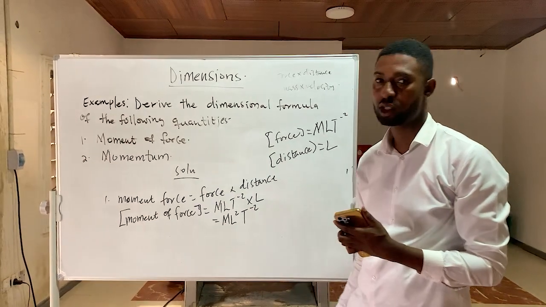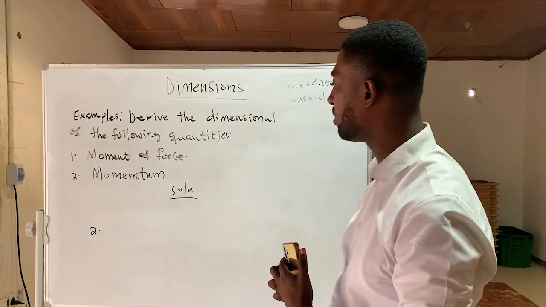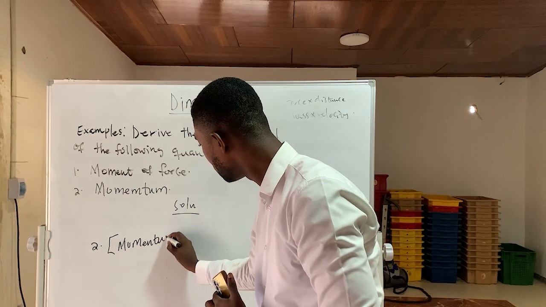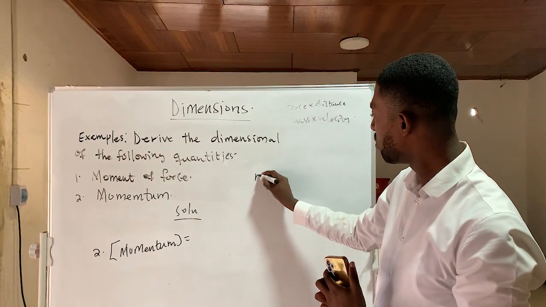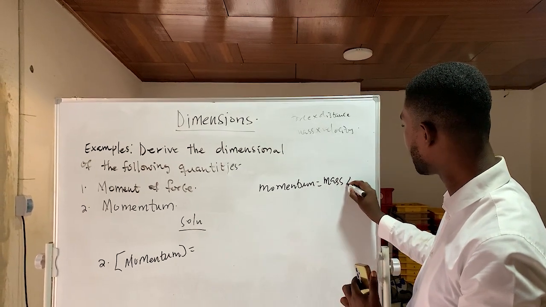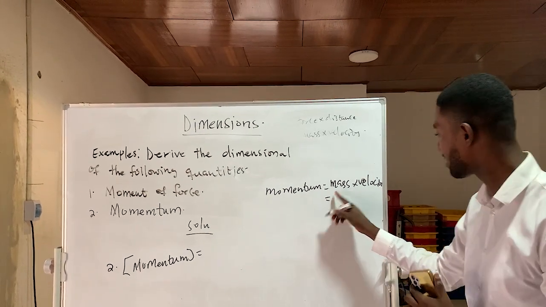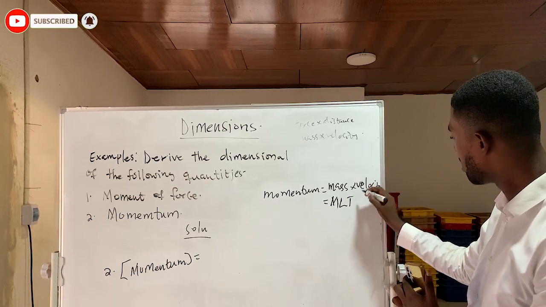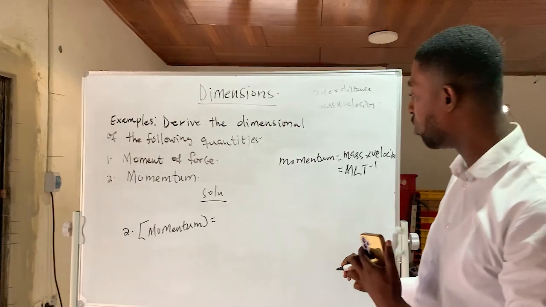So let's move on to momentum. For number 2, we are supposed to find the dimension for momentum. Remember, momentum is equal to mass times velocity. The dimension for mass is capital M. Velocity is LT minus 1.